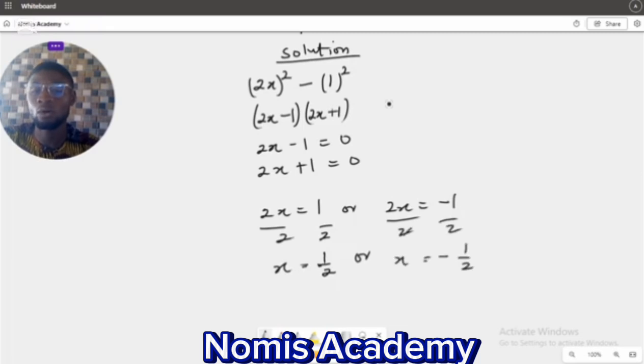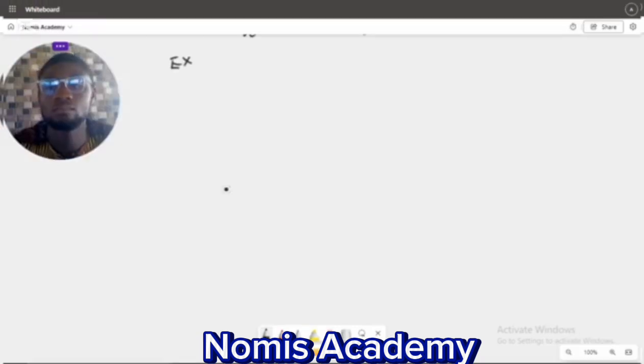So whatever the case, x is correct, whether x is 1 over 2 or x is minus 1 over 2. Now we have the roots of the quadratic equation: x equals 1 over 2 or x equals minus 1 over 2. So now let's take example number 5 and see another type.